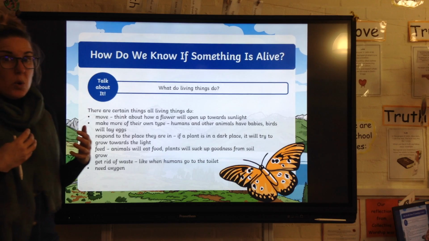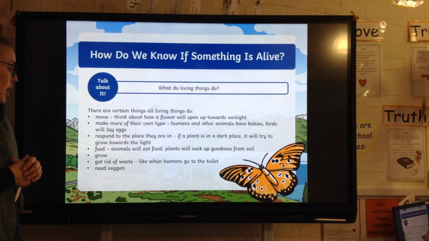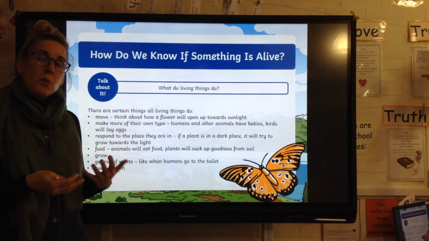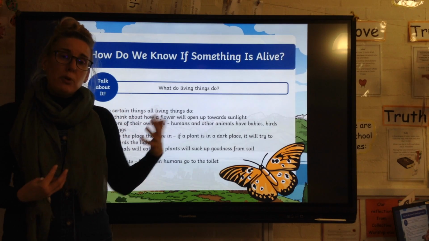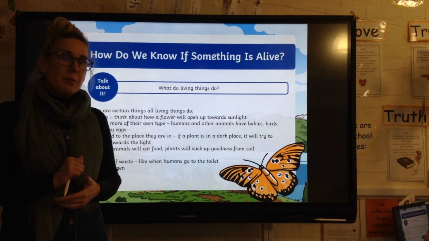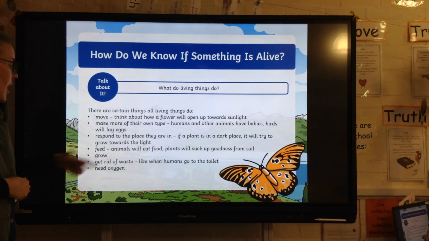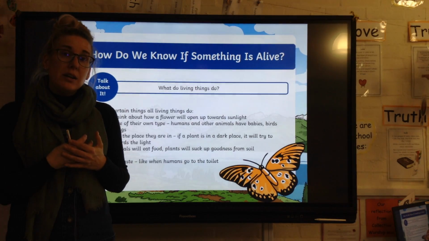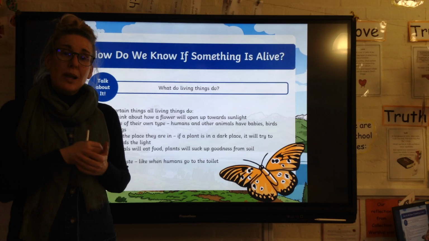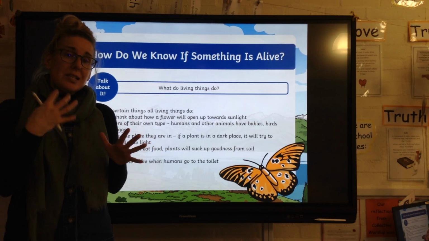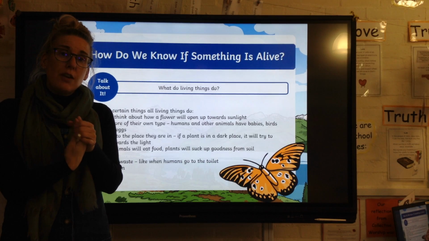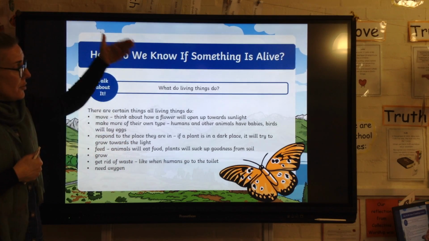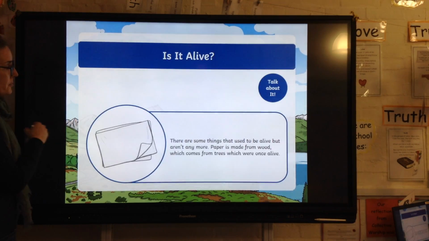Feeding, so all living things need to eat. They grow, they get rid of waste. So animals and plants, or things that are alive, get rid of waste. If we have eaten something and our bodies haven't used that energy, have a think about what happens to it. I'm sure you will know. And they need oxygen. All living things need oxygen to breathe, and all plants do use oxygen as well as carbon dioxide. They use carbon dioxide to help them photosynthesize and produce energy from sunlight, but they also do breathe in oxygen. So those are the things that all living things need.